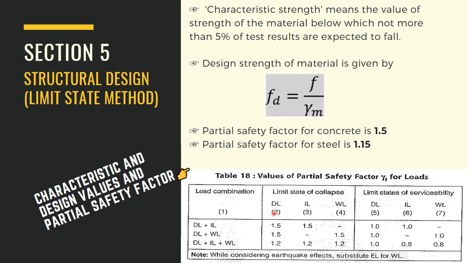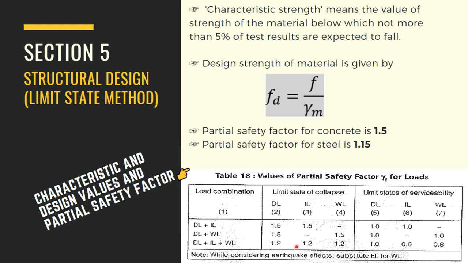Values of partial safety factor for loads, gamma f. If the load combination is dead load plus live load, then we have to increase those values by 1.5. If the load combination is dead load and wind load, we have to increase this by 1.5. In case of limit state of collapse; in case of serviceability, we should not increase any. It should be multiplied by 1 or taken as such. In case of load combinations, dead load and live load and wind load or earthquake load, we should not use them simultaneously.